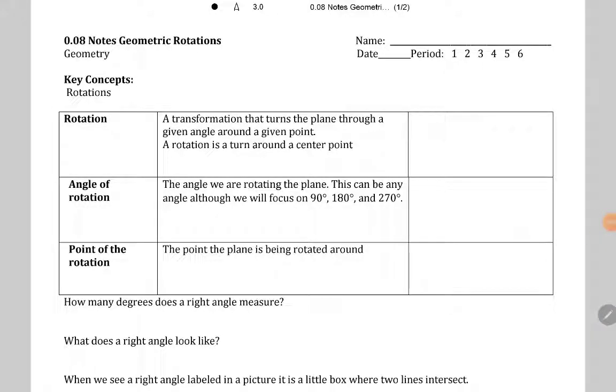Today we'll be working on geometric rotations. A rotation is a transformation that turns the plane through a given angle around a given point, or you can say it's a turn around a center point. But basically, all we're doing is, take an object, a cup, spin it around, it's rotation. Flip it upside down, it's rotation.